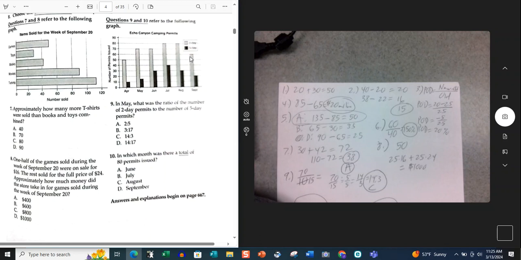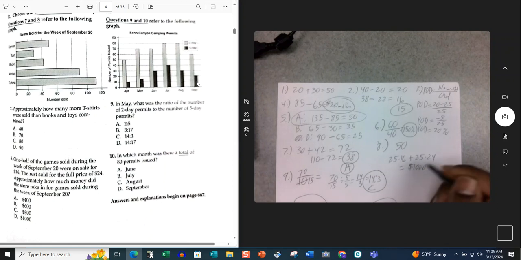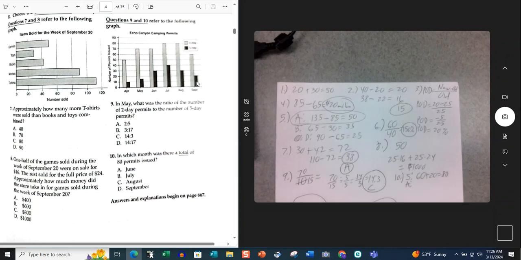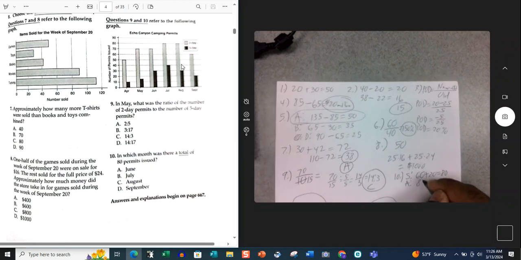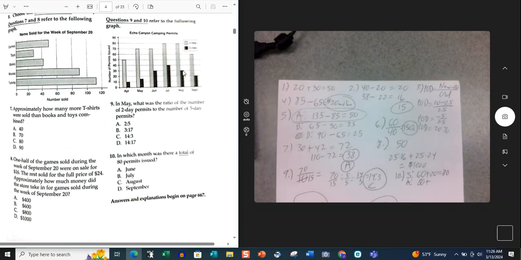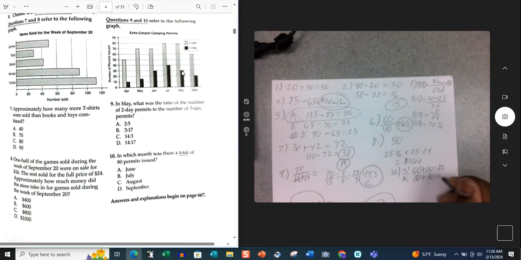So if you look here at September, you got 60 2-day permits, and then you add 20 5-day permits. I just put S for September. So you add 60 plus 20, that gave us 80. Now, so far, September is the one that we need. But let's look at August. August, we have 80 plus 30. So that's 110. So we know August doesn't work.